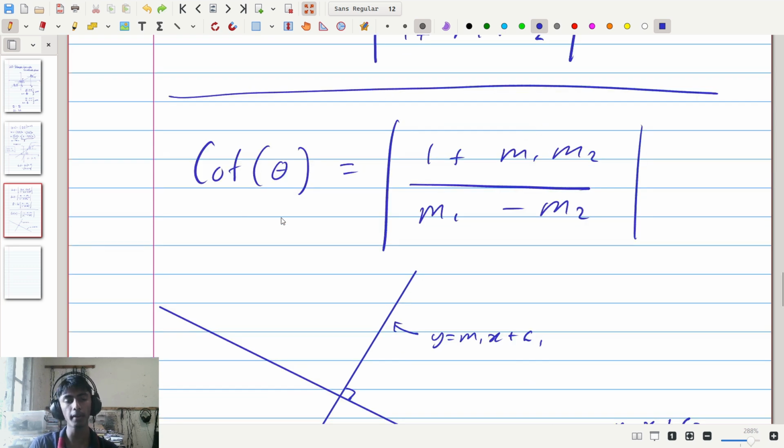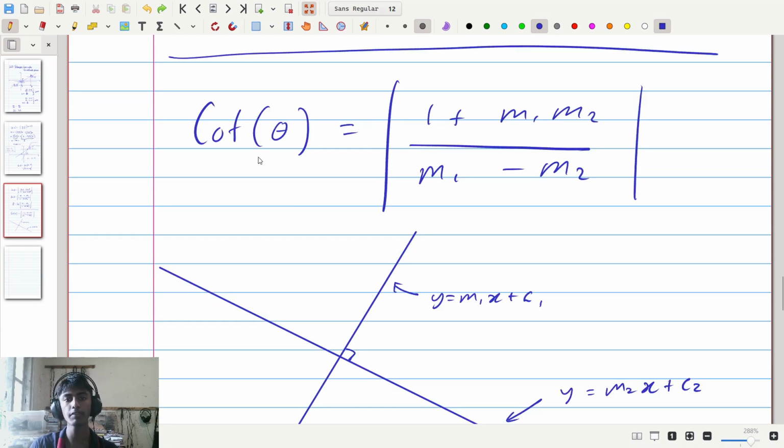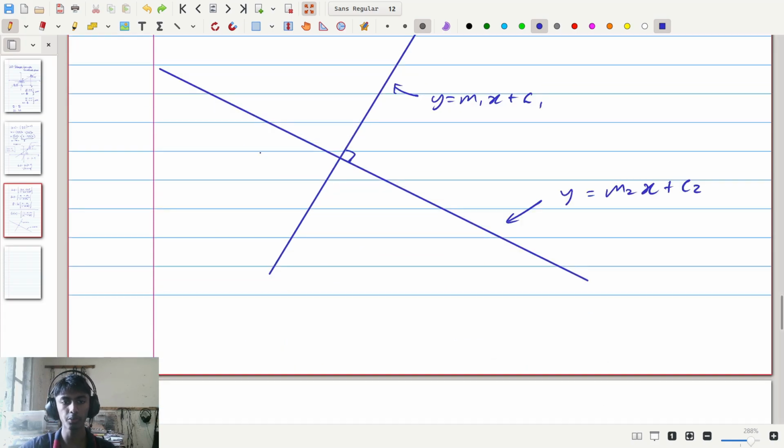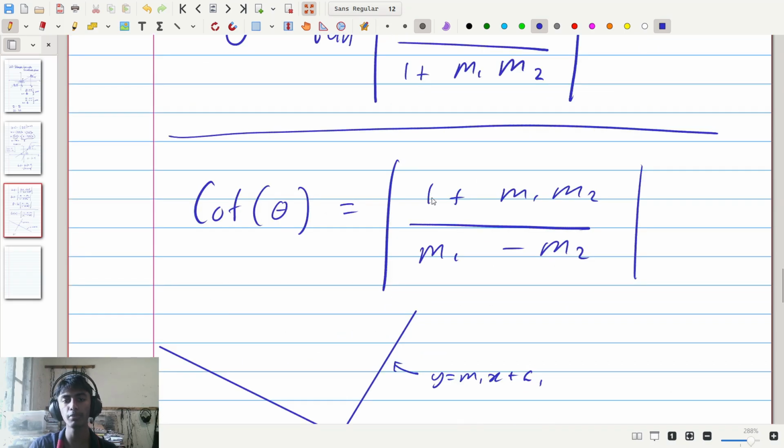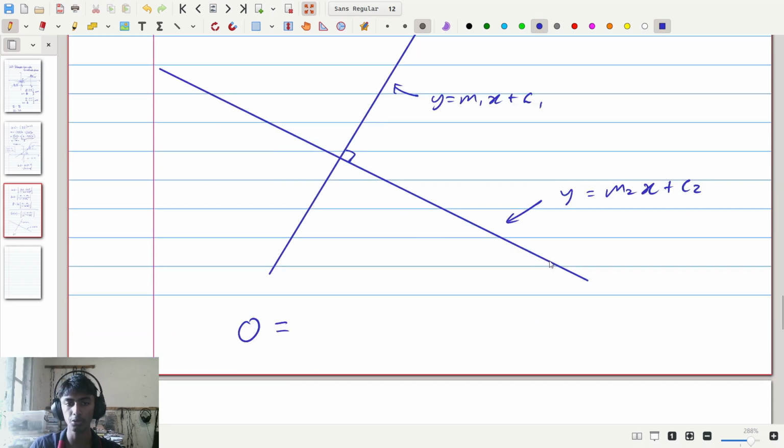If we take the cotangent of 90 degrees, we know that's equal to 0. So on the left hand side, what we have is 0, and on the right hand side, what we have is the absolute value of 1 plus m1 m2 divided by m1 minus m2. So we can split that and write that this is the absolute value of 1 plus m1 m2 divided by the absolute value of m1 minus m2.